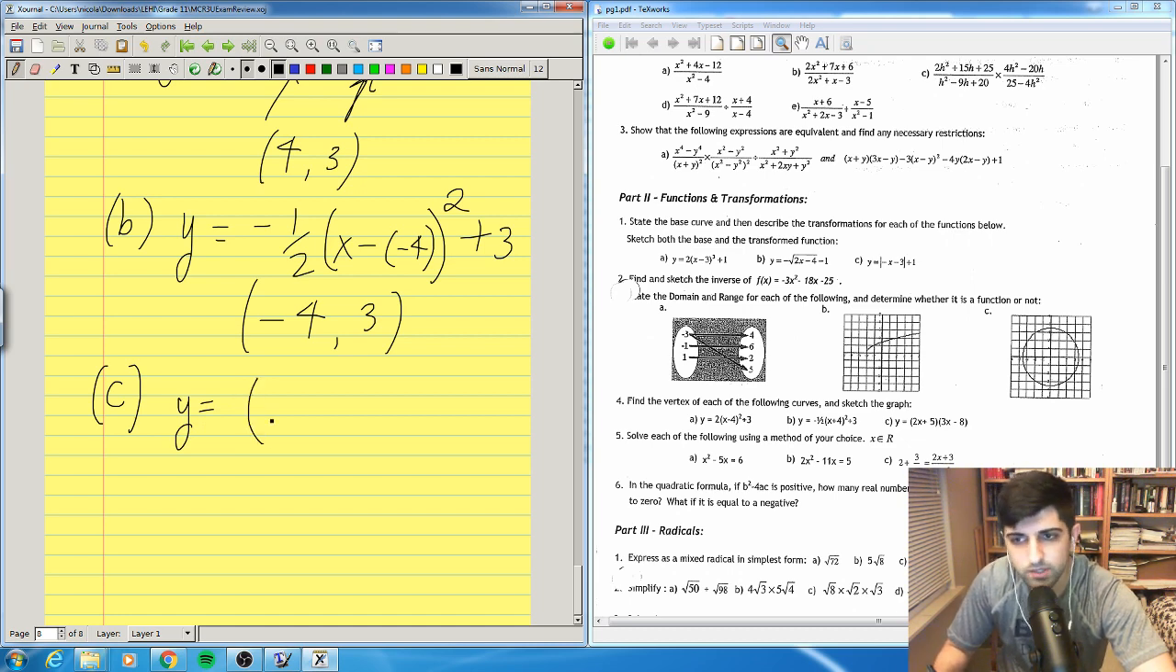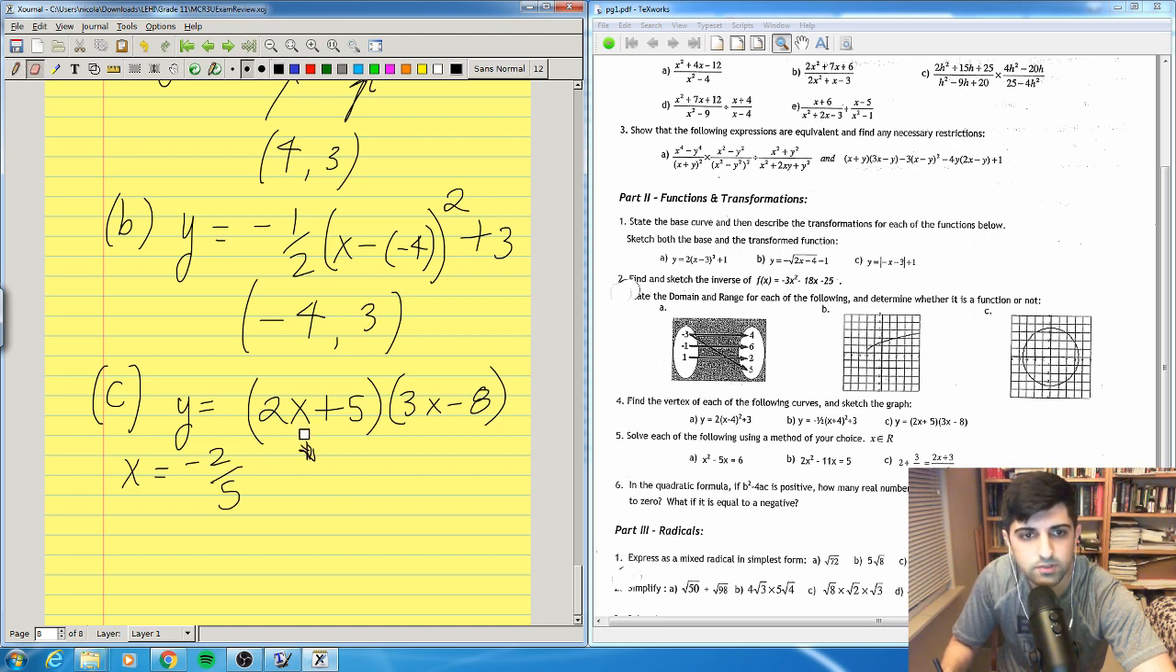Okay, so one way to do it, and it looks like it's going to be nasty, is the following. So this is the question. One of the roots is going to be -2/5. You set this to 0: 2x plus 5 equals 0, and you solve for x, you get -2/5. Try that. Then the other one is going to be 8/3.